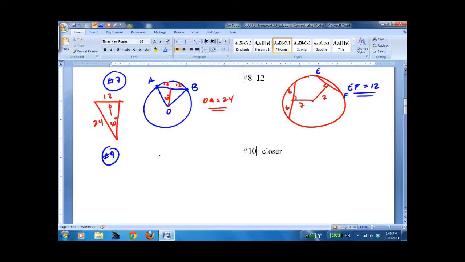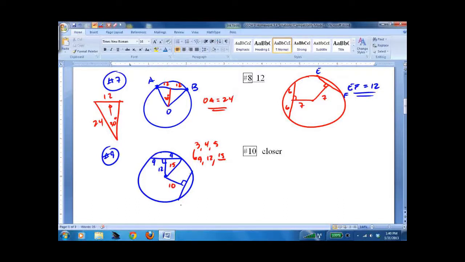Number 9, similar problem. AB equals 18, so we're looking at 9 and 9 here. OM equals 12, so 12 here. So I'm guessing we're going to have to get into the radius eventually. 9 here and 9 here. It's a 9, 12, 15 triangle. It's a 3, 4, 5 that's been scaled up to 9, 12, 15. So the radius is 15. Maybe I'll need that later. Maybe I won't. ON is 10.